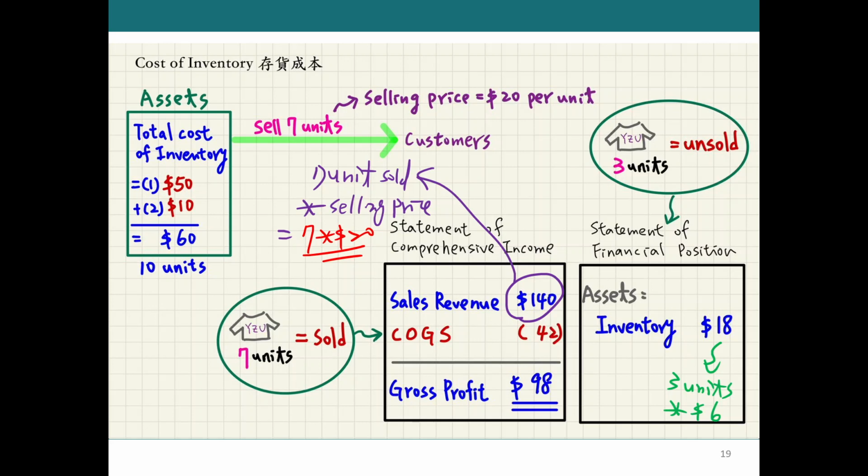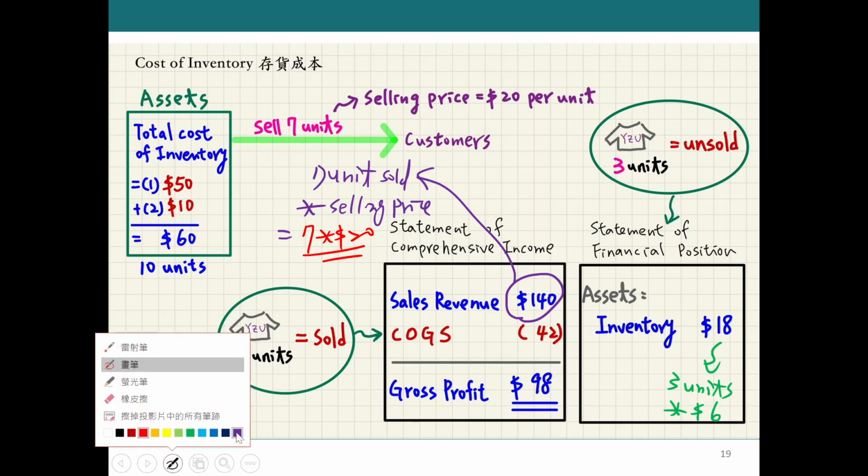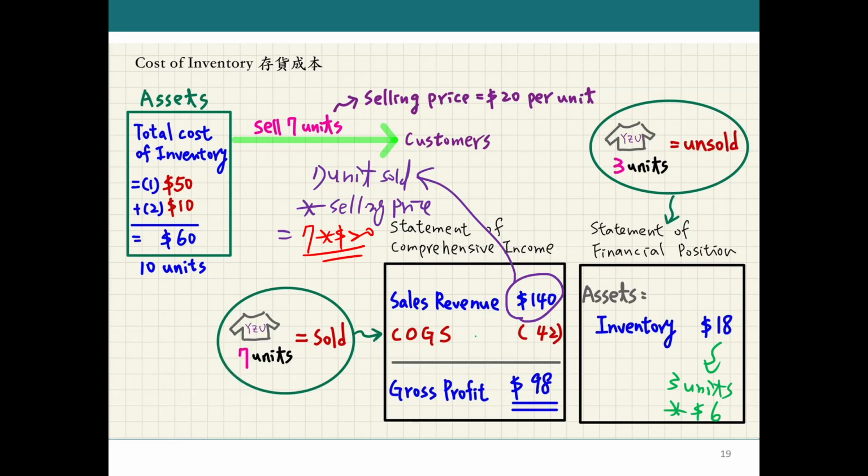So first expense is what? Cost of goods sold, because you get your 7 t-shirts to customers. So that's your expense. I got cost of goods sold, my first expense, for your inventory only. Okay? Sales revenue minus first expense, cost of goods sold, we got what?